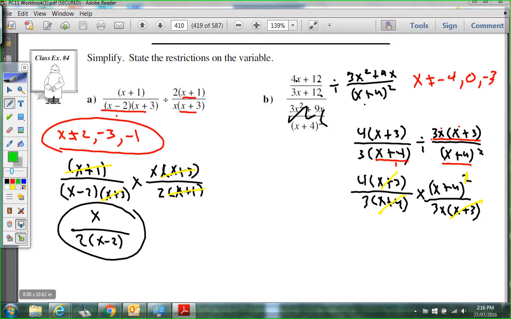So our answer is going to be 4 times x plus 4, sorry, a little close together there, all over 3 times 3 is 9x. So I did this times this, and nothing else is down there. So that would be your answer right there.